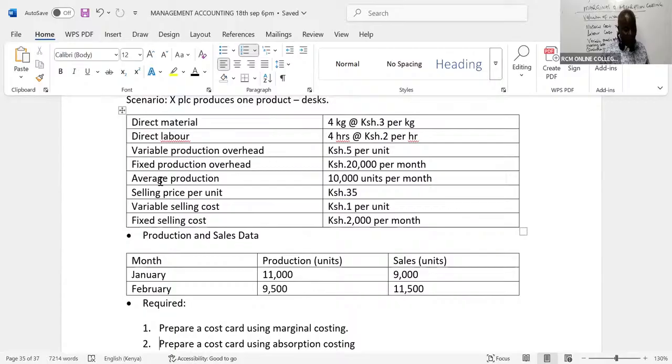So the month of January, we produced how many units? 11,000. And sold how many? 9,000. So is there somebody who is able to see closing inventory? Because we produced 11,000 and we only sold 9,000.